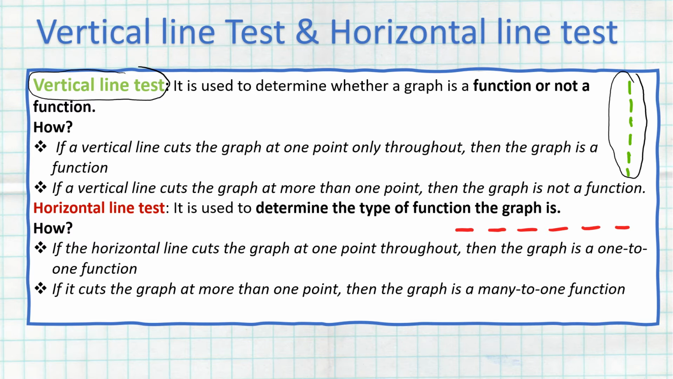This one is used to determine whether a graph is a function or not a function, right? How do they do so? If a vertical line cuts the graph at only one point throughout the graph, then the graph is a function. That's it. Very simple. If a vertical line cuts the graph at more than one point, for example, if you apply a vertical line and you see it's passing through the graph at more than one point, then the graph is not a function. So that's another method you can use to determine whether a graph is a function. You can simply apply a vertical line. If it's cut once, it's a function. If it's cut more than once, then it's not a function, right?